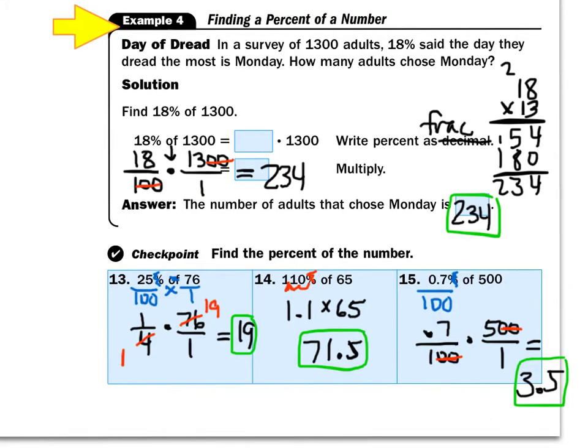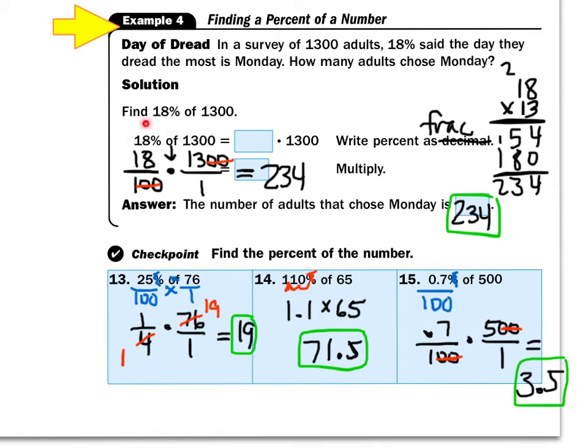Okay, so let's look at example 4. In a survey of 1,300 adults, 18% said the day they dread the most is Monday. How many adults chose Monday? Well, all we have to do is find 18% of 1,300. Now, I know they wanted you to write the percent as a decimal, but this one's a whole lot easier to do as a fraction.